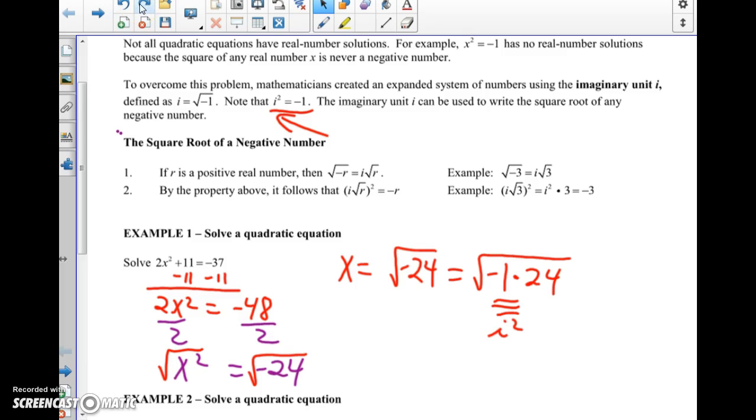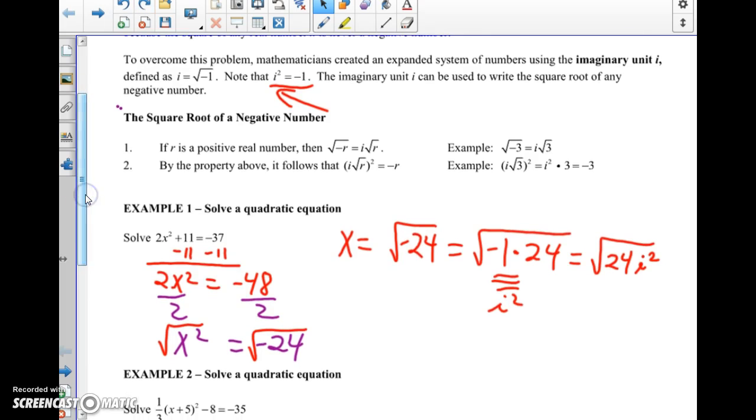So now, instead, you're going to write this: square root of 24 i squared. All you're doing is taking the -1 and changing it into i squared. So it becomes square root of 24 i squared. Okay? All right, now let's do this. Oh my gosh, I've done this before. I can do this, right?